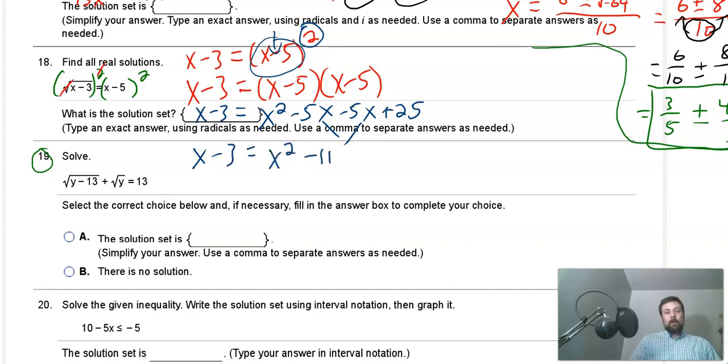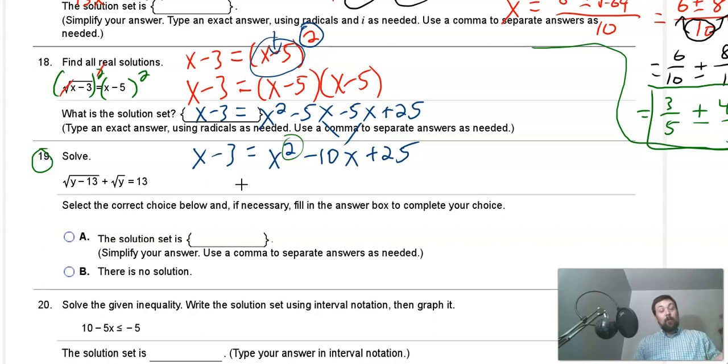These combine together to give me negative 10x. And then I have plus 25. So it's a quadratic equation, right? X squared tells me that. How do I solve a quadratic equation? It's just like what we did on number 16. We've got to get it equal to 0.